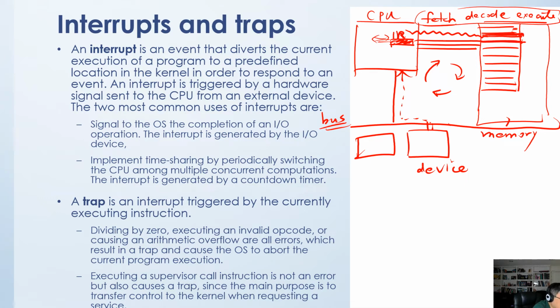The two most common uses for interrupts are, one, to signal to the operating system the completion of I/O operations, and the other, which is widely used in time sharing, when the CPU switches back and forth among all the programs. Remember, in a multiprogramming environment with time sharing, the CPU switches back and forth among these different programs. Now, who tells the CPU to switch? It's a timer. So how does the timer inform the CPU to stop whatever it's doing for this program and switch to the next program? It goes through the interrupt. The timer sends an interrupt to the CPU, saying, hey, it's time for you to switch.